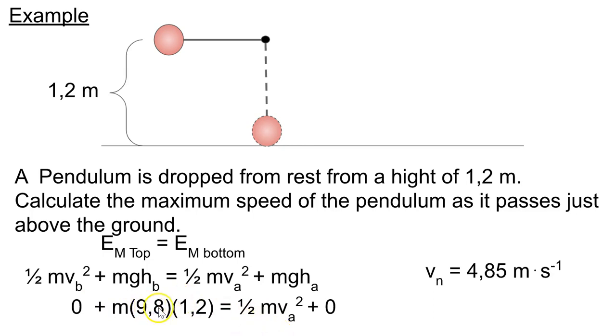So I have 9,8 times 1,2 is equal to a half v squared. If I divide both sides of the equation by m, take 9,8 times 1,2, times that by 2 to get rid of this half, and take the square root of that, I will get my velocity as 4,85. And that's it, just a little bit of revision of the grade 10 work. You have done this in grade 10.